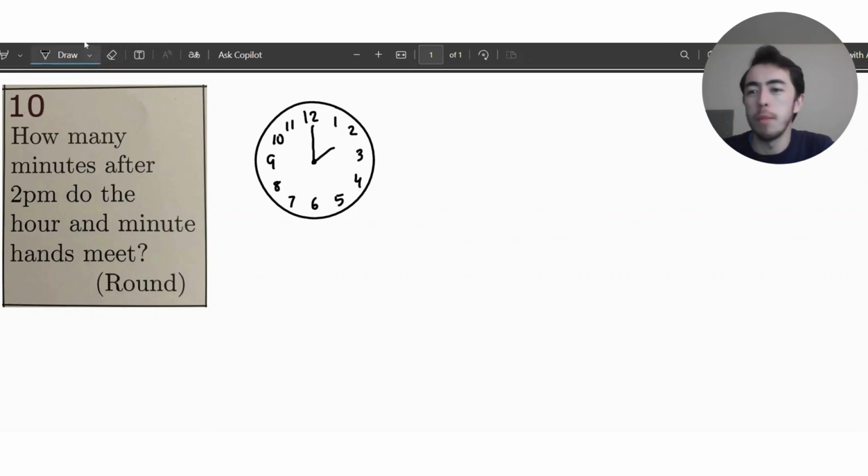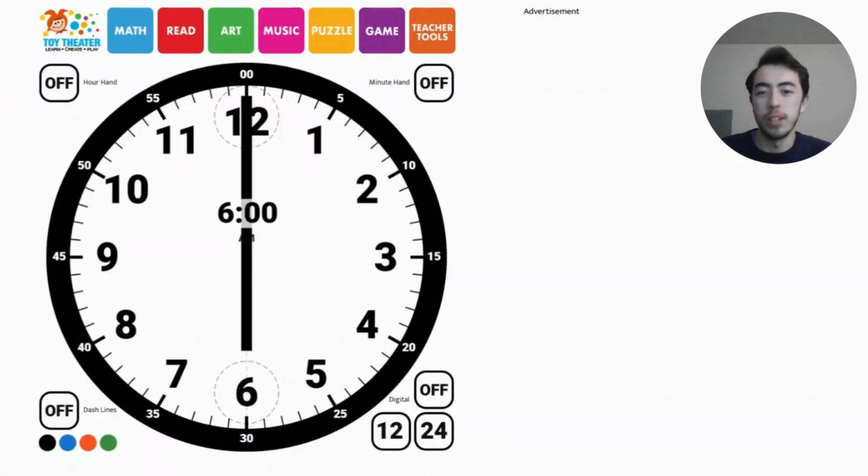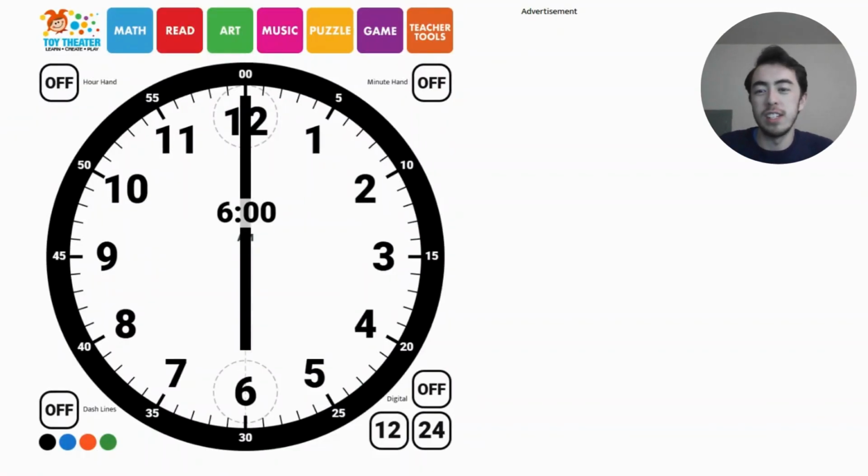Why am I drawing these things? There are these amazing online resources that you could find here. Let me hop on over to an interactive online clock. All right, so here I am on Toy Theater. It's like a nice website for games and math puzzles for students. You can explore it yourself. Anyways, so here, let's see, can I click and drag?